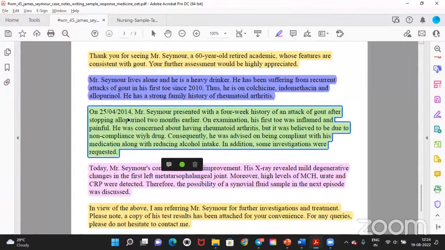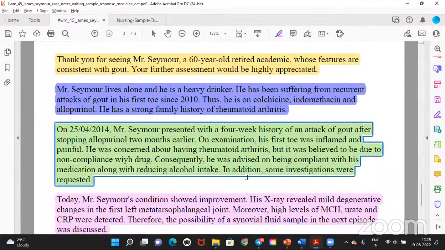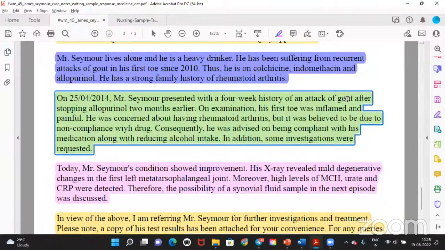So a 4-week history of an attack of gout, see here, with a 4-week history of an attack. Actually, it is not confirmed that it is gout. How can you confirm? It's only a provisional diagnosis. So don't rely on this one 100%, because anybody can write anything. You have to know that gout is only provisionally diagnosed. Here, attack of gout means confirmed, but how can you confirm? It is a provisional diagnosis. So you can see here.